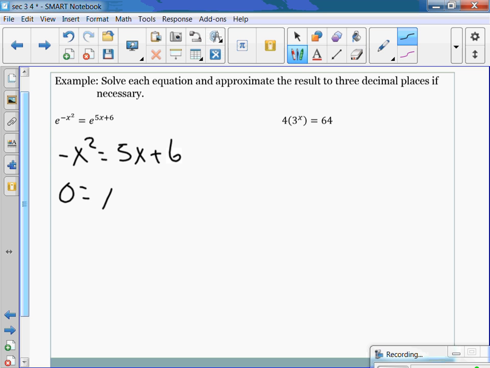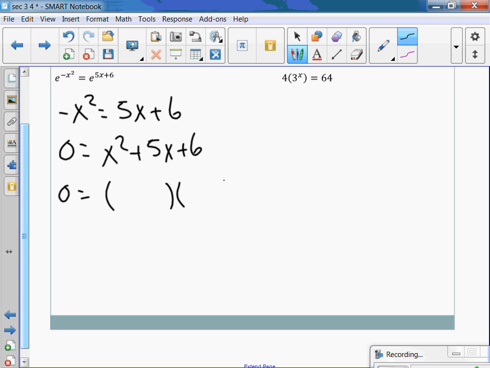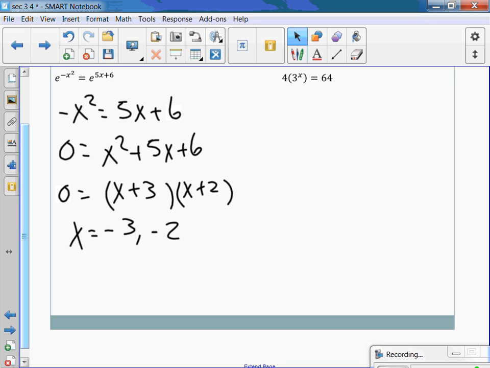And then we see we have an impossible factorization, so we might as well use the quadratic formula. Here we come up with x equals -3 or x equals -2. You can go back and plug in those answers to see if it works. In both cases, it does.